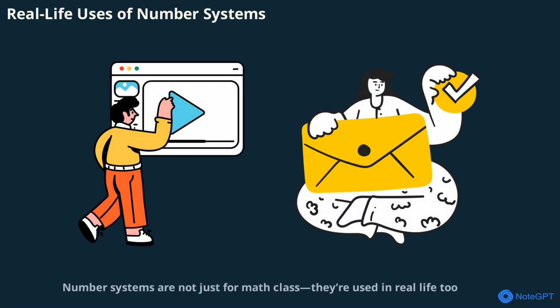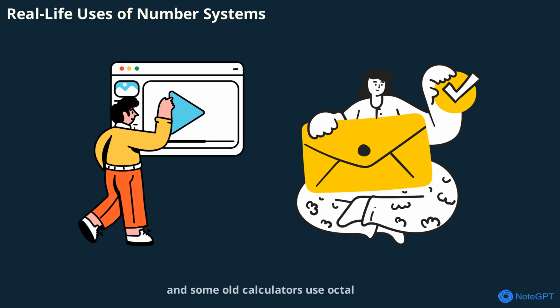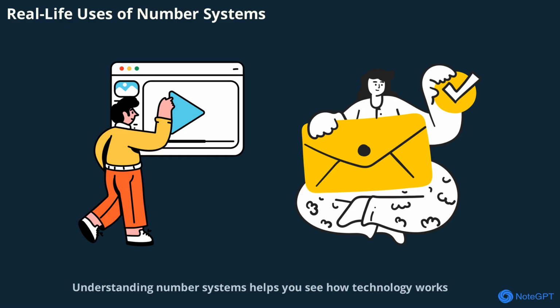Number systems are not just for math class, they're used in real life too. For example, digital clocks use binary, computers use binary and hexadecimal, and some old calculators use octal. Understanding number systems helps you see how technology works and why certain systems are used in different situations. It also helps you solve everyday problems more efficiently.